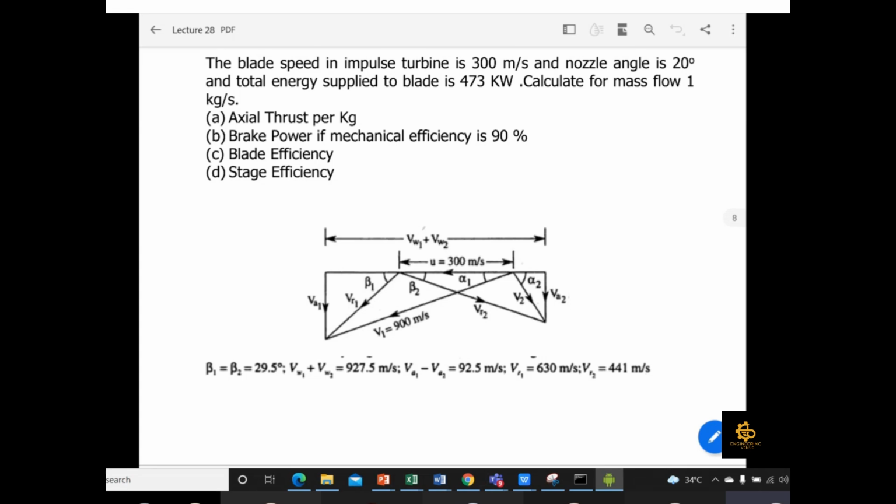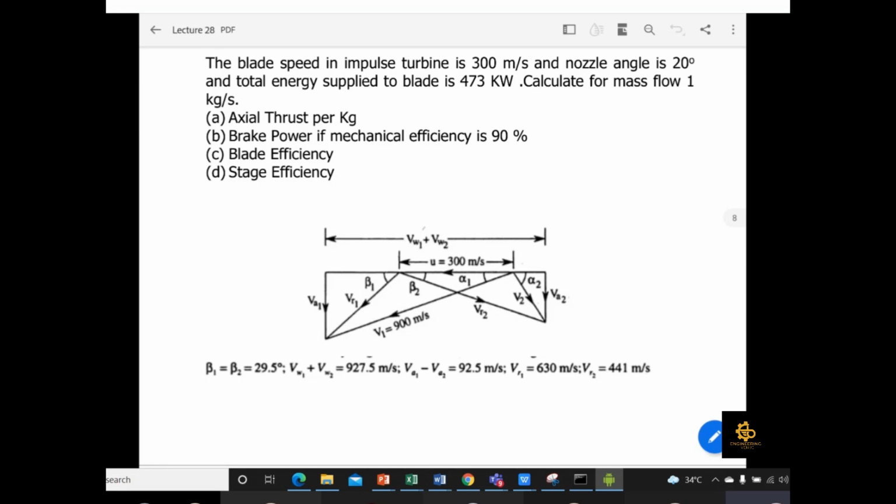The blade speed in an impulse turbine is 300 meter per second. U is given in the question, which is the blade speed. Nozzle angle is 20, so alpha 1 is given. Total energy supplied to the blade is 473 kilowatt. This I will tell you when we solve the problem, where we have to use this total energy supplied to the blade. Calculate for mass flow 1 kg per second.